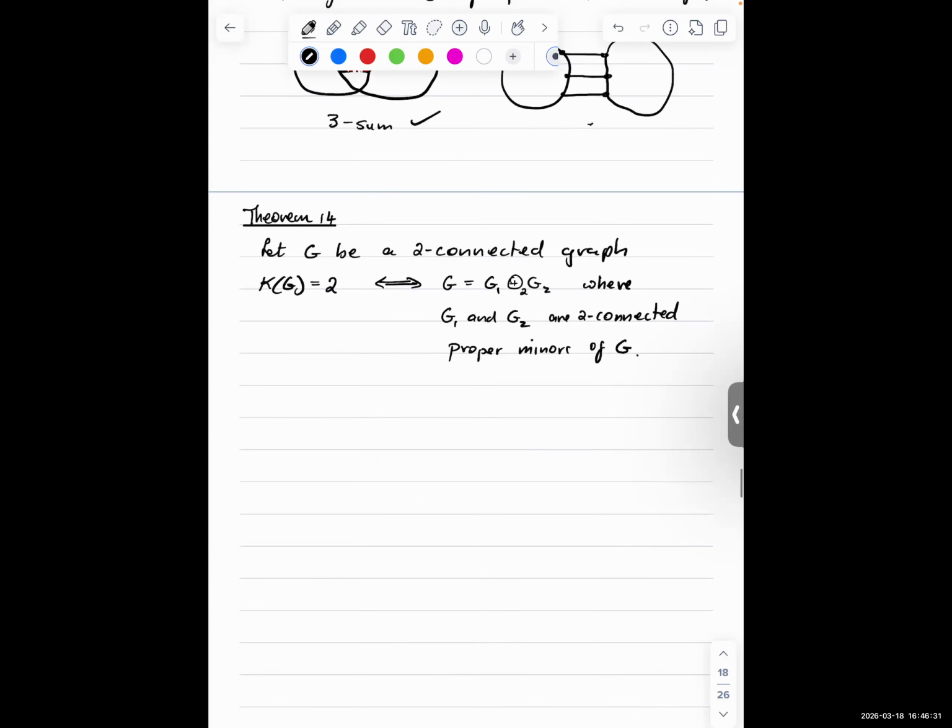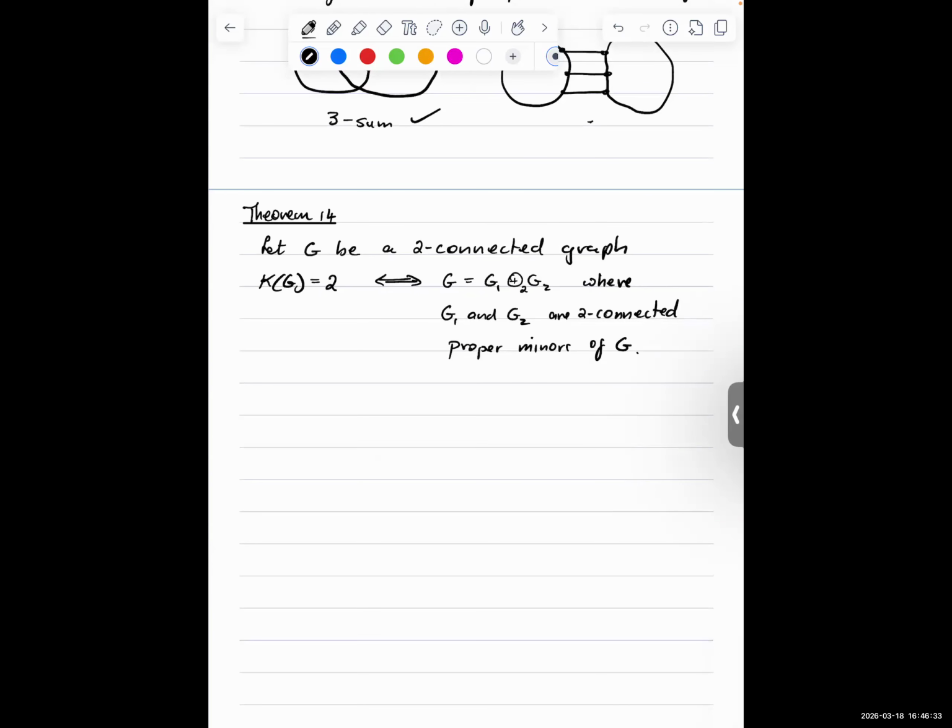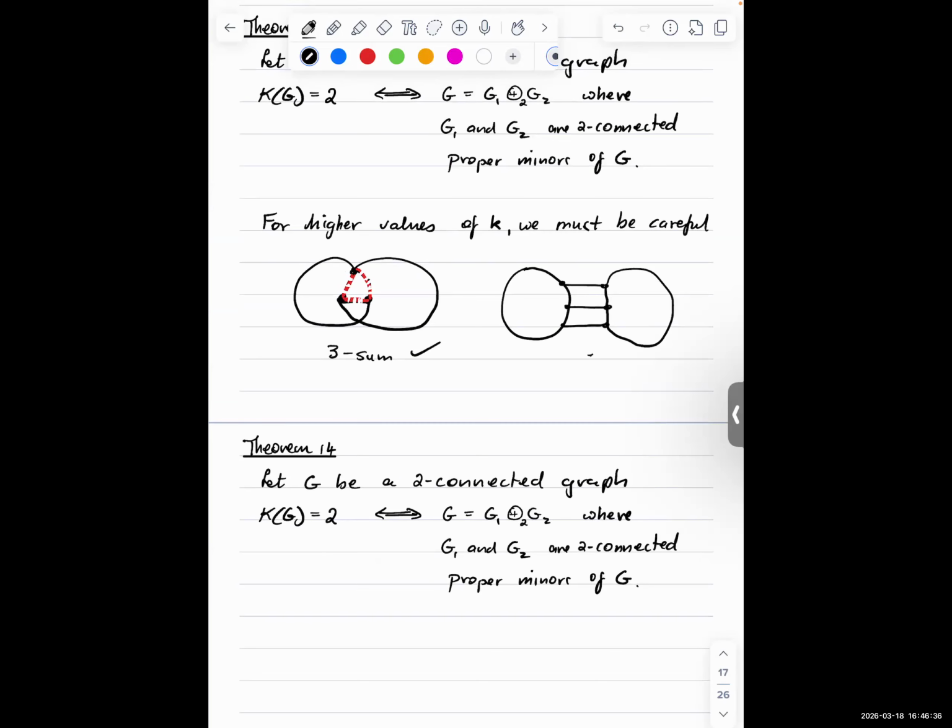Does this sound like a generalization? Unfortunately, no, because of this over here. So what happens in higher values of K? So this would be a three-sum on the left, right? So a graph that is three connected and not four connected could manifest as a three-sum or as the one on the right.